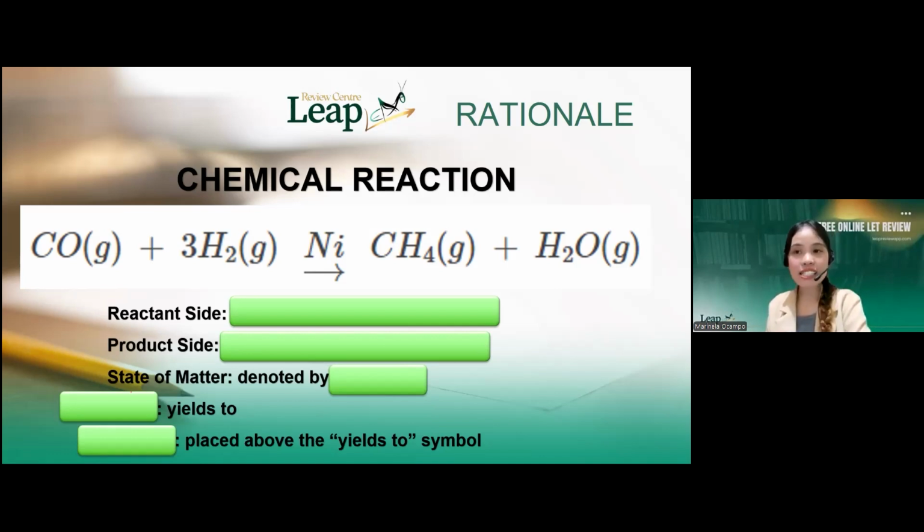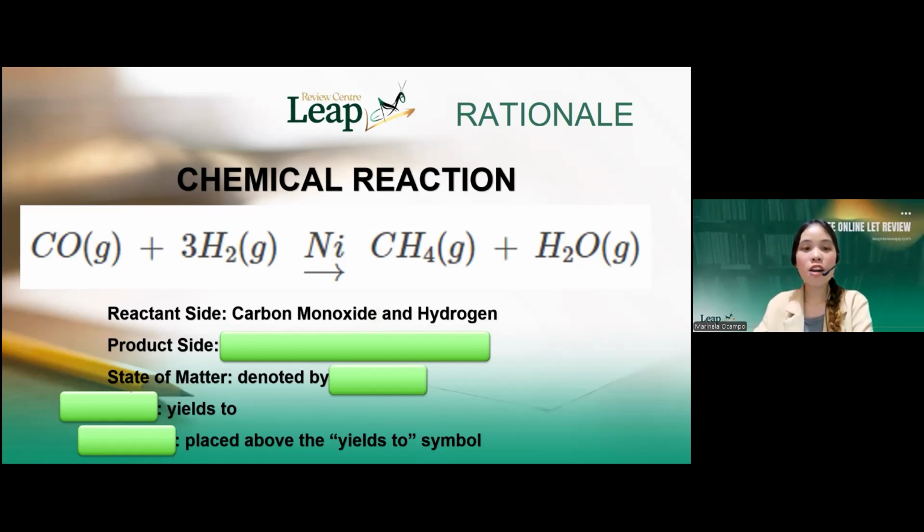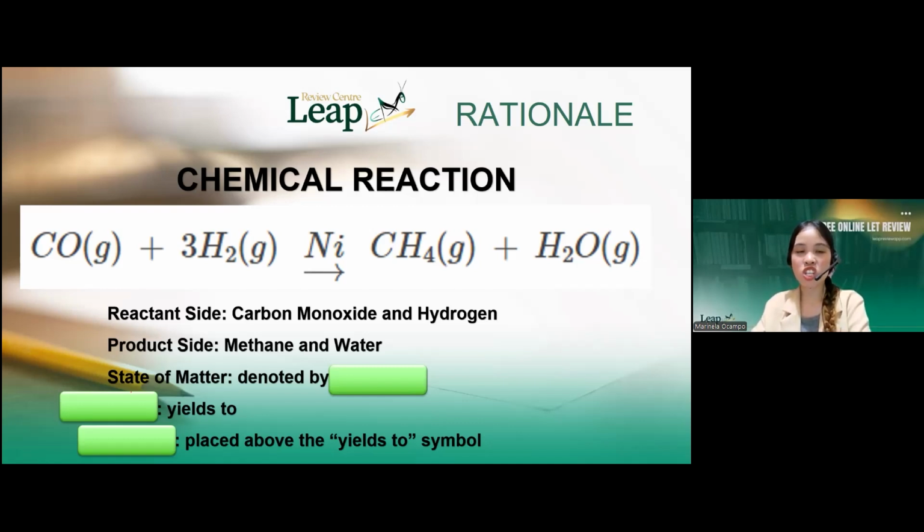So the reactants are carbon monoxide and hydrogen. Next, of course, the product side, the products will be methane and water. So we have identified the product side and the reactant side. Now, the states of matter. It's important for you to include this for you to know if there will be changes in their state, or the phase change that we call.